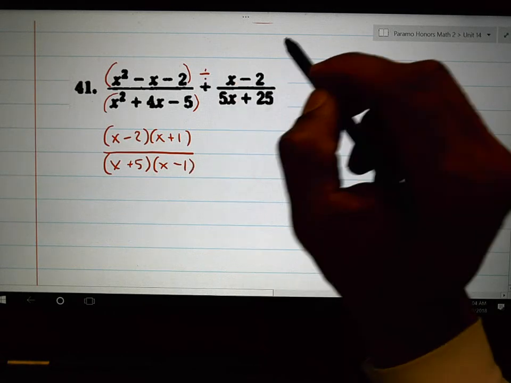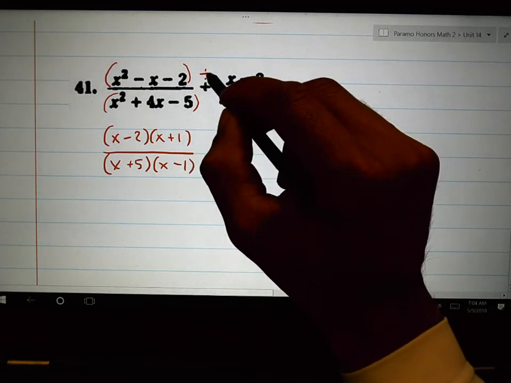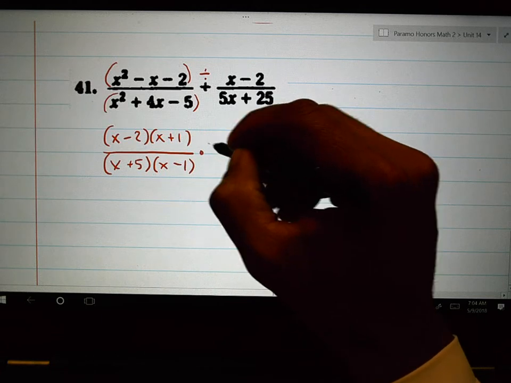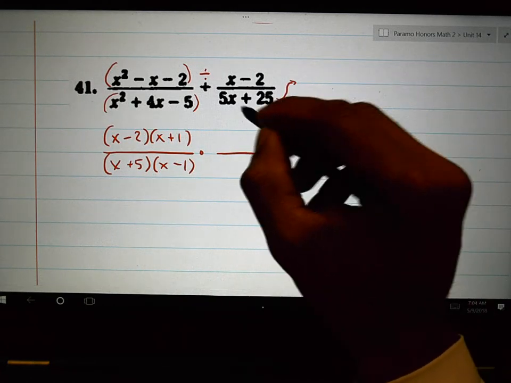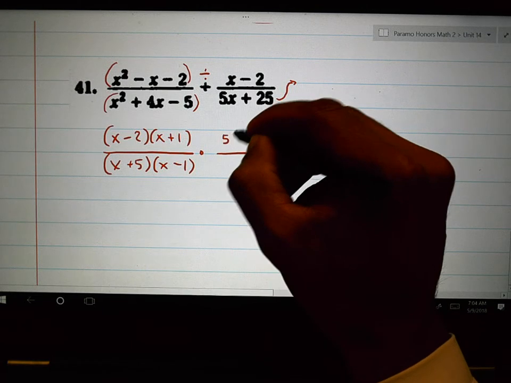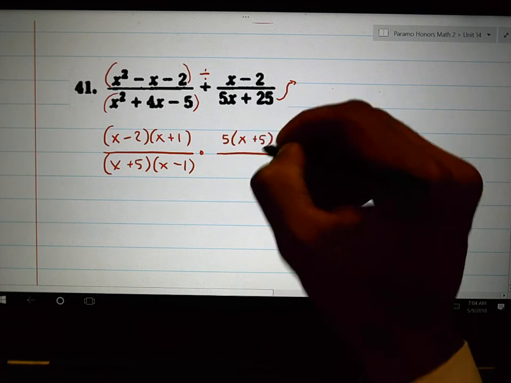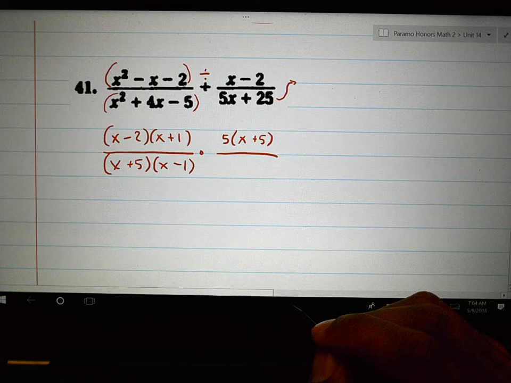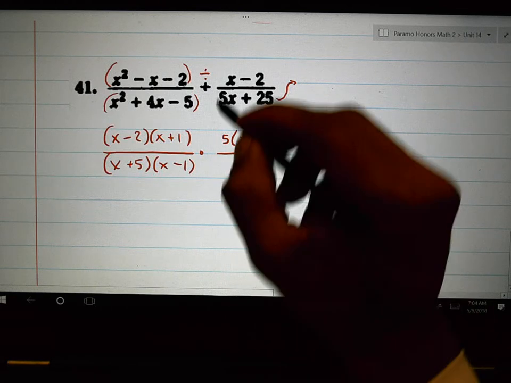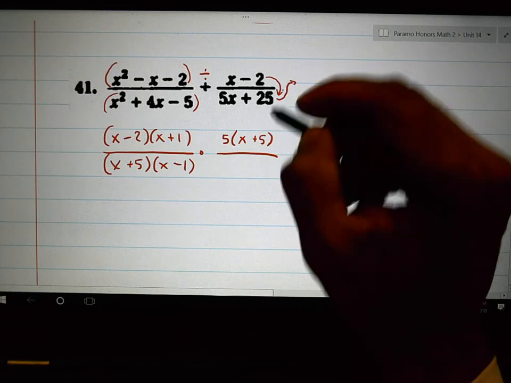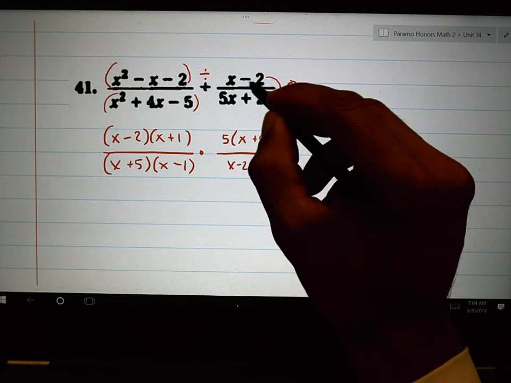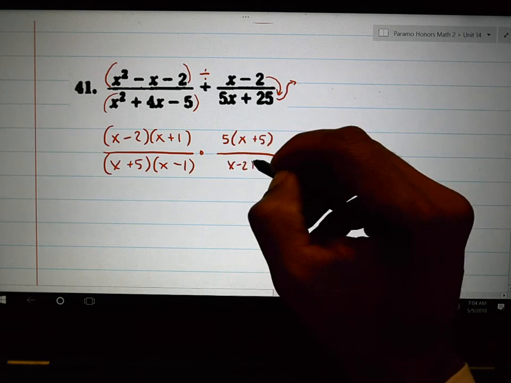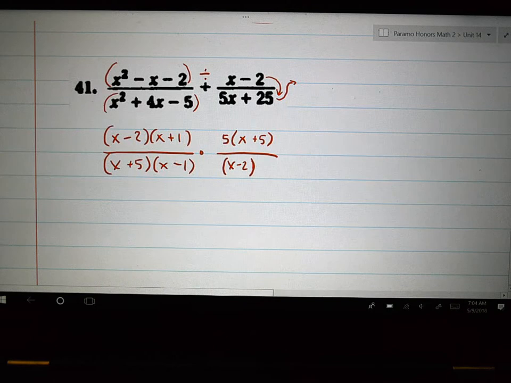Instead of divided by, I'm going to multiply by the reciprocal. So this is going to move up to the top. And at the same time, I'm going to factor out its GCF. That'll make my life easier. 5x plus 25. And then this is going to go to the bottom, which is an x minus 2. Don't forget, because it's in that bar, underneath the bar, it's in the denominator, it's in a group. It's a parentheses.